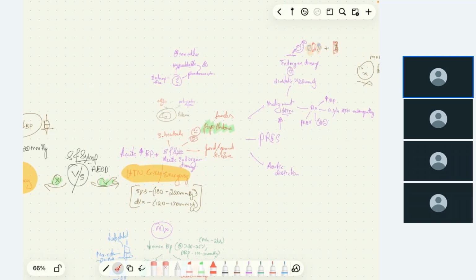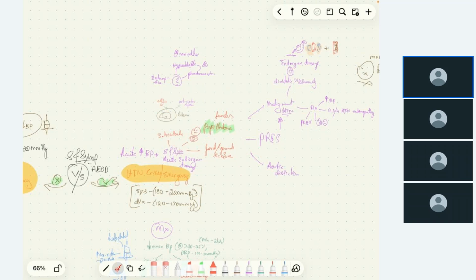So we can have severe headache, ophthalmological manifestation. Also, the patient may have focal or generalized seizures, which may be due to the posterior reversible encephalopathy syndrome. These are all the definition and signs and symptoms of hypertensive crisis or hypertensive emergency.